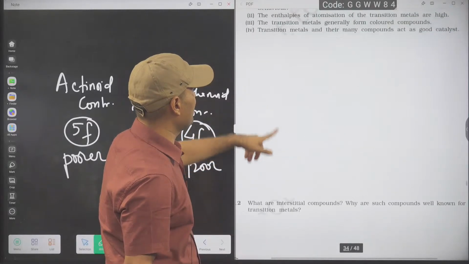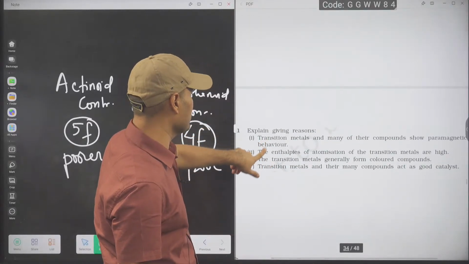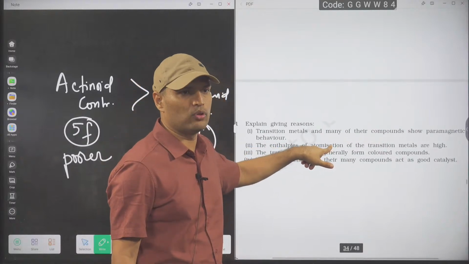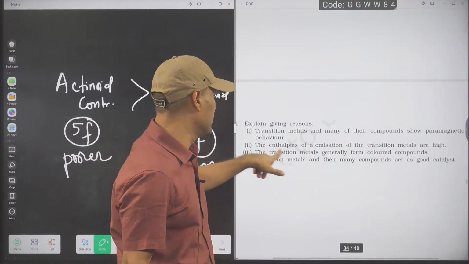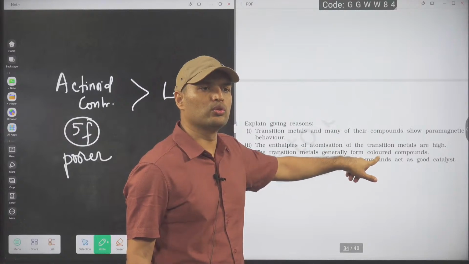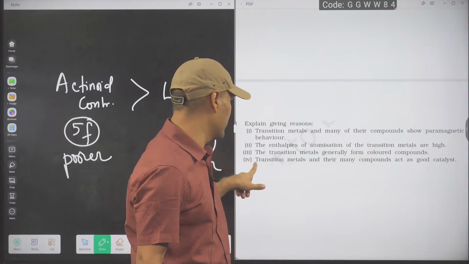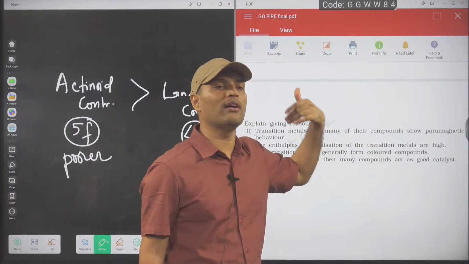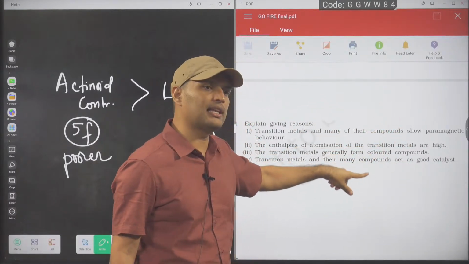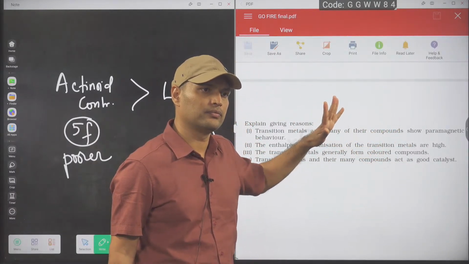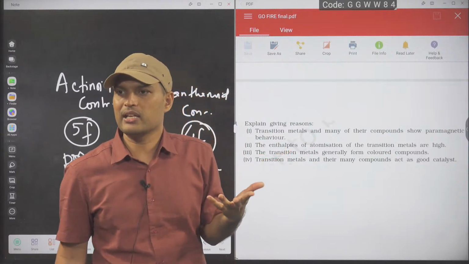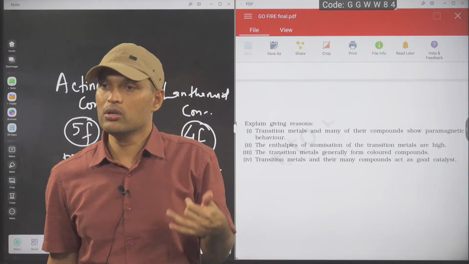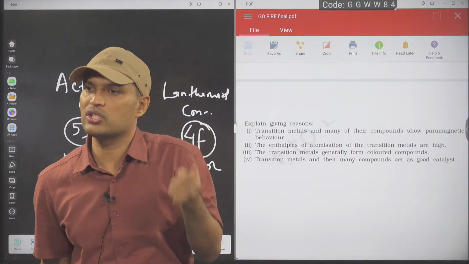Now see, these are a few theoretical things. Enthalpy of atomization is high, I have told you, due to unpaired electrons. Color is due to paramagnetic behavior. Transition elements are used as catalyst due to variety of oxidation states. Single line questions you can tell. Why are they used as catalyst? Due to variety of oxidation states.